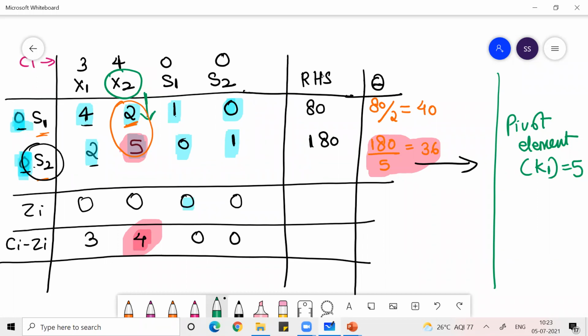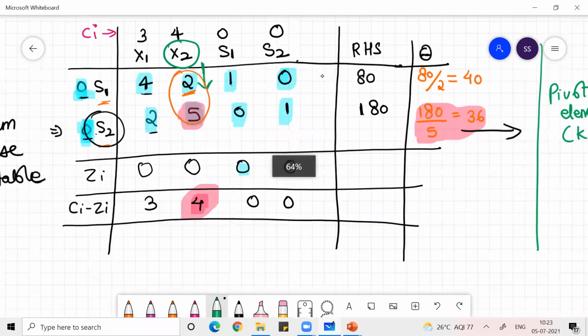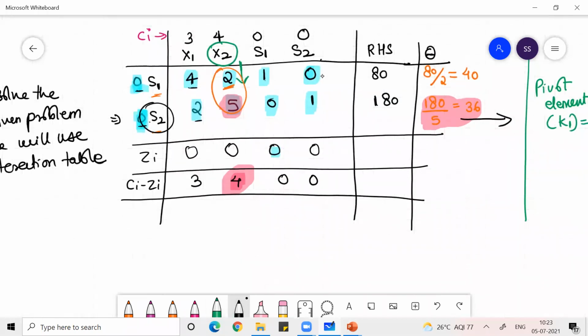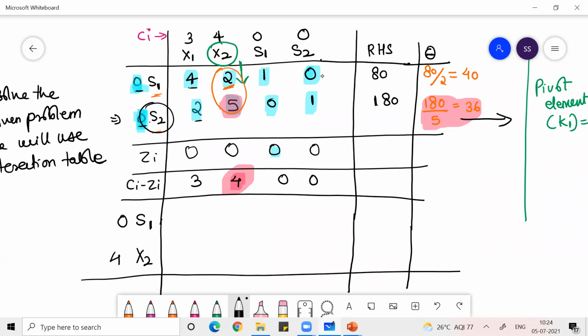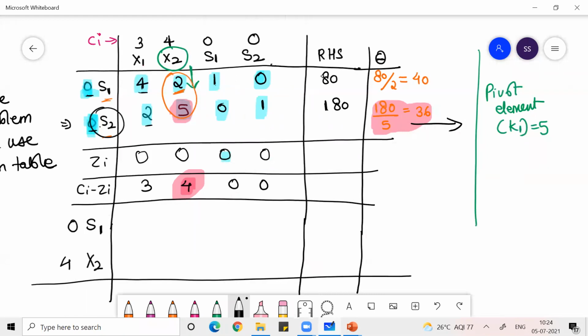Based on this 5 only, we will determine the value of x2. Now this x2 which is going to replace s2, how will I determine its value? Here you know that 0 for s1, and then you have x2 having a coefficient of 4. Now x2 is going to come into the solution in place of s2. So how will I determine the value of x2?